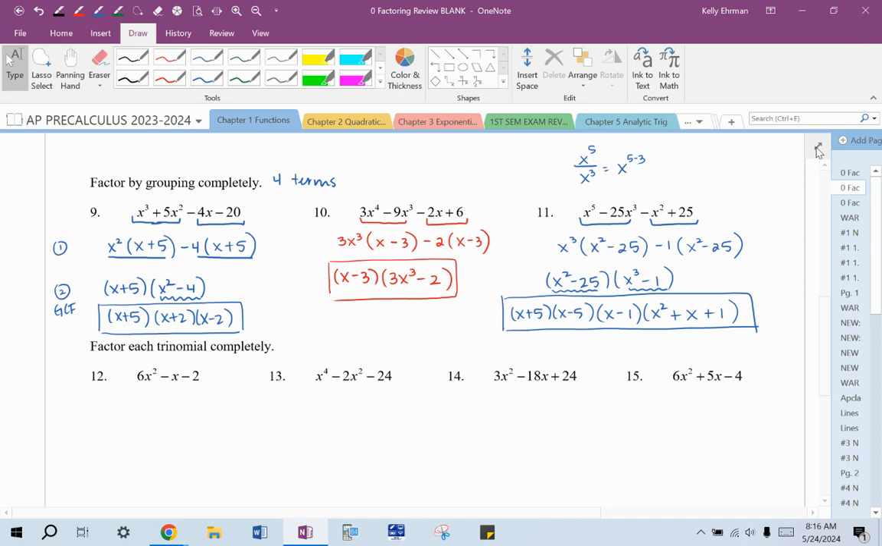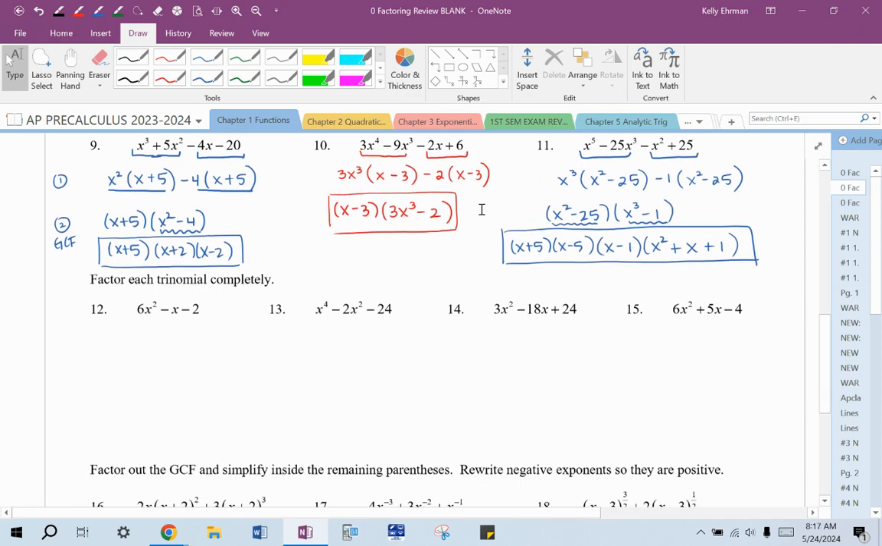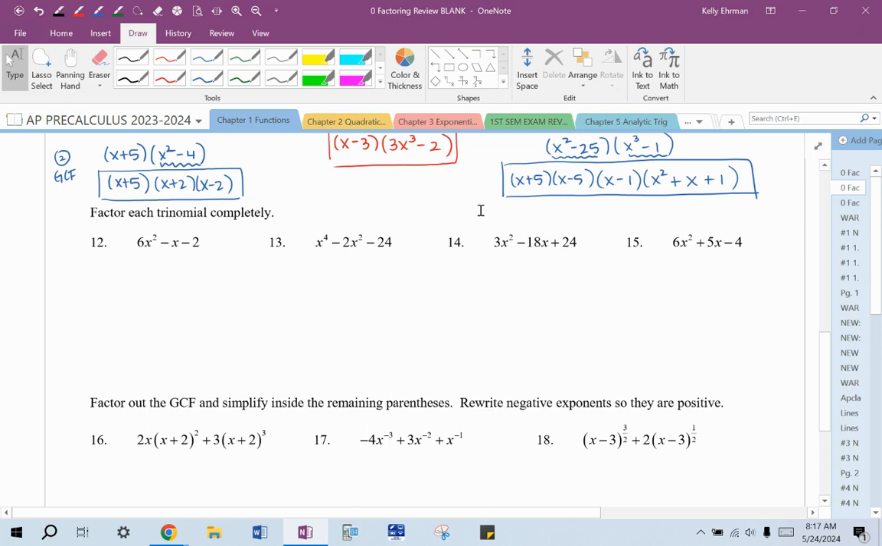fully factored answer. All right, now trinomials. I know there are a lot of different methods that we've seen to factor trinomials, so I'm just going to show you what I do. I don't do any of the multiply by AC things. It's okay if you do. I just find that more mistakes happen with those steps. So here's what I do.